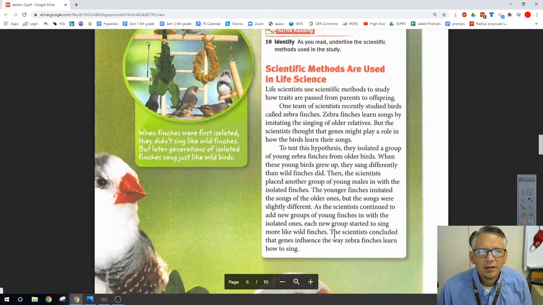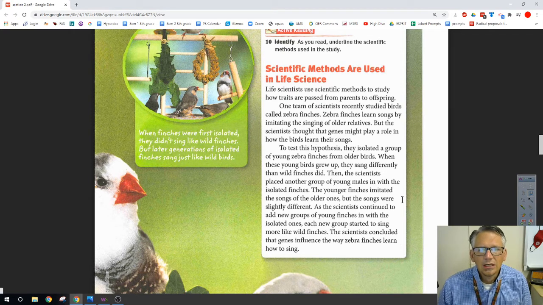Scientific methods are used in life science. Life scientists use scientific methods to study how traits are passed from parents to offspring. One team of scientists recently studied birds called finches. Zebra finches learn songs by imitating and singing older relatives, but the scientists thought that genes might play a role in how the birds learn their songs.